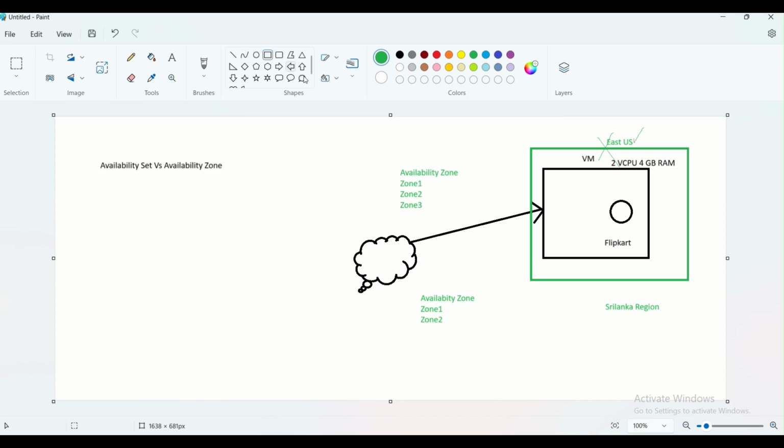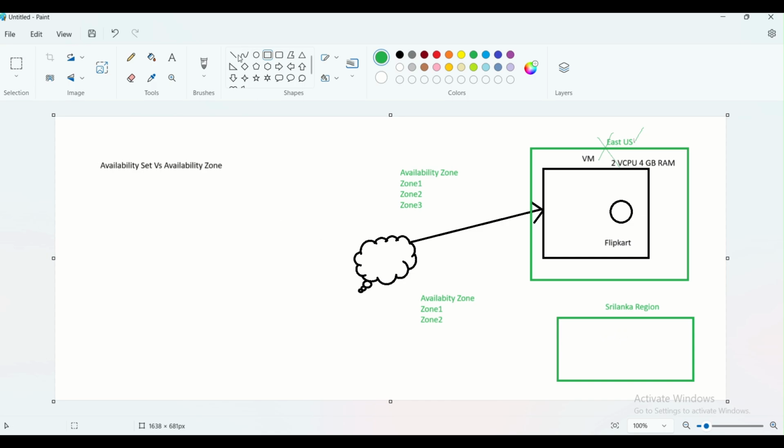Now this Sri Lanka region has only one data center. Within the data center only, you need to put your VM. In that scenario, if something happens to the Sri Lanka data center, then everything will collapse. But still, you want to keep your systems in the Sri Lanka region only. Is there any other option apart from availability zones to minimize this situation? Yes.